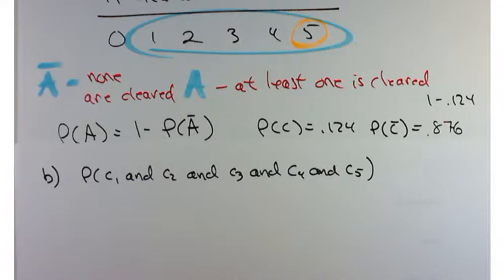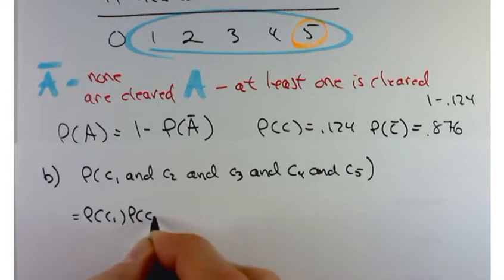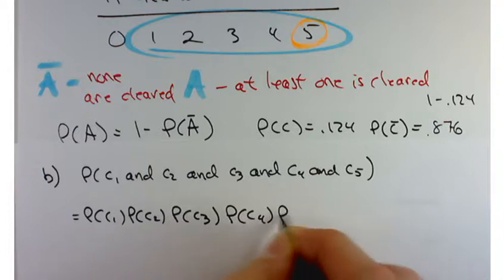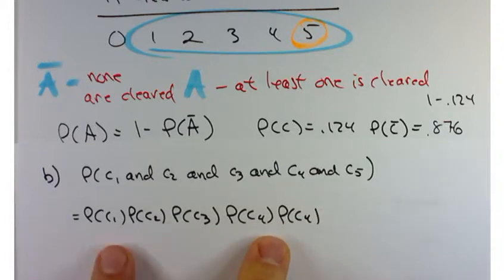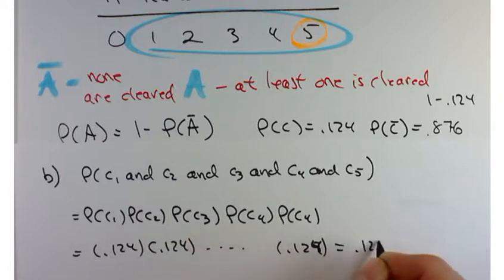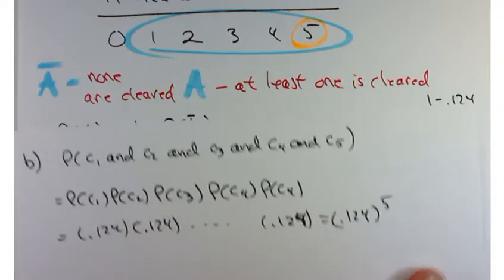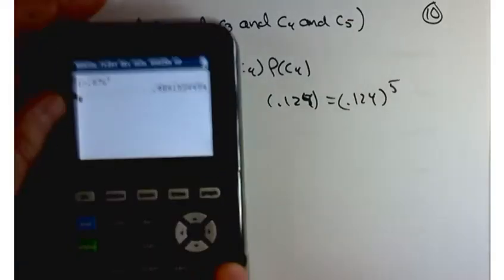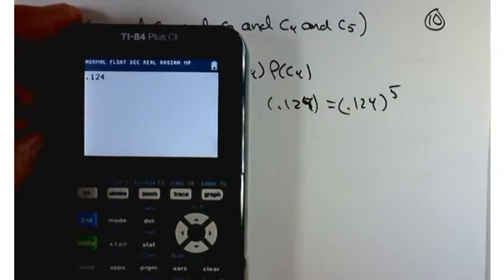Okay, so again, the thing to use here is the independence of these events, and basically calculate this as the product of probabilities. Now we know the probability of a cleared investigation is 0.124. So what you're going to get is 0.124 raised to the fifth power. Now that's going to be a pretty small number, I'm thinking. So 0.124 raised to the fifth power.